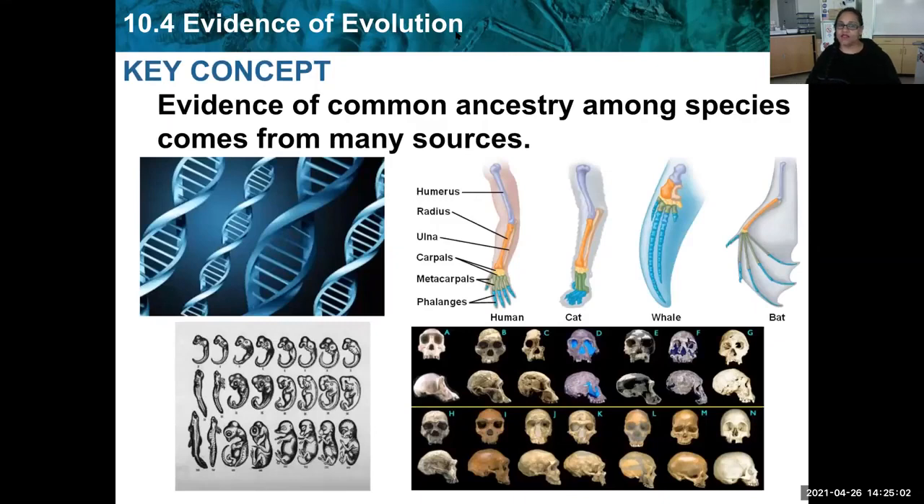So our key concept, evidence of a common ancestry among species, comes from many sources. I didn't put any cue this time. You guys can make your own up. We're talking about the evidence for evolution, so what evidence do scientists use to prove the theory of evolution is a good one? But there are many lines besides fossils that we will talk about.